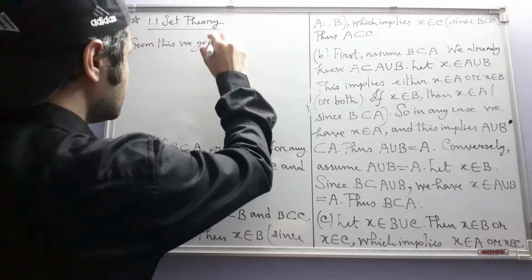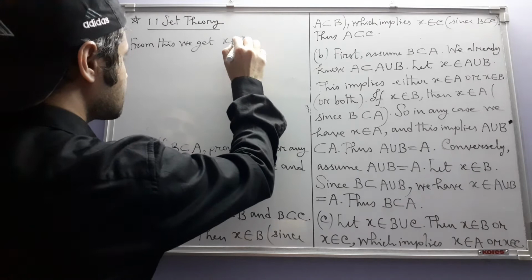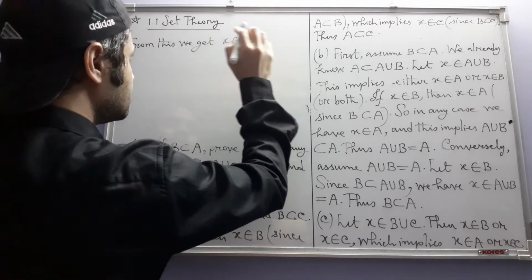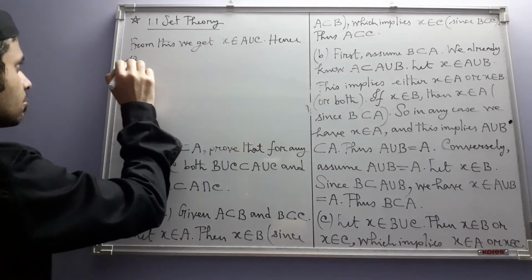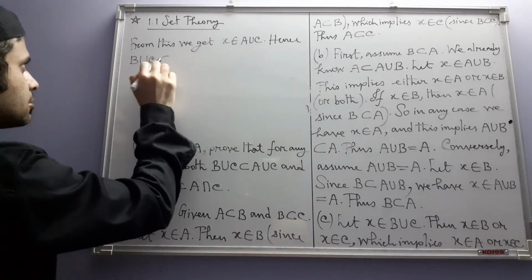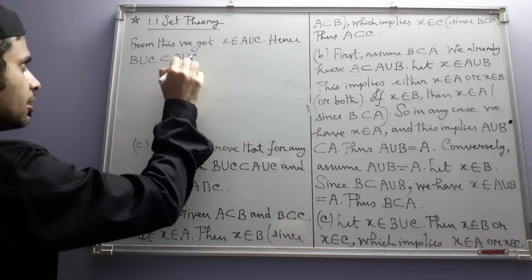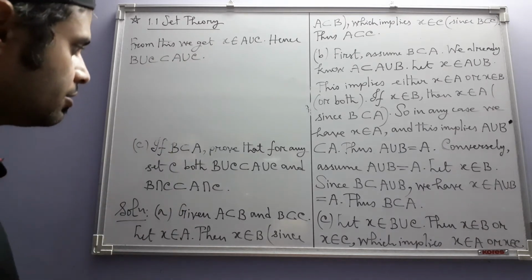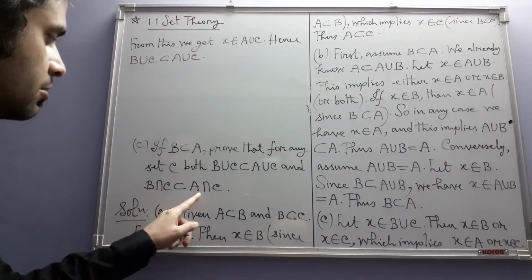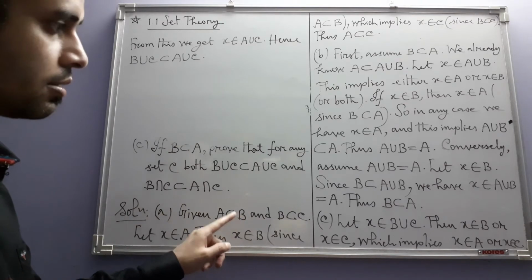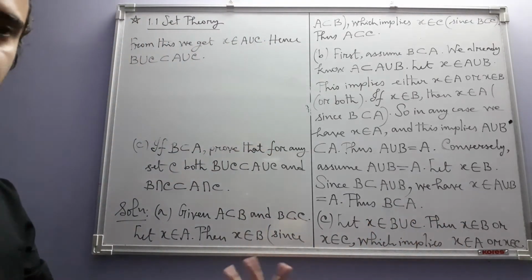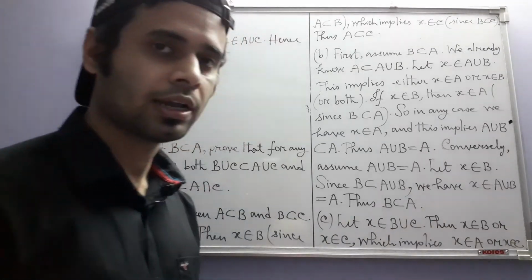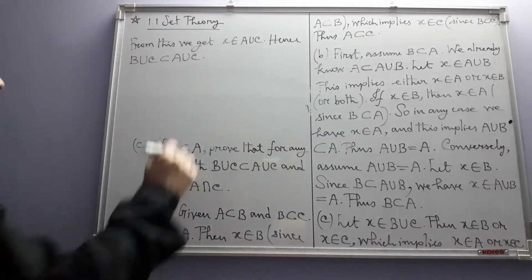From this we get X belongs to A union C. Hence, B union C is a subset of A union C. Similarly, you can prove that B intersection C is a subset of A intersection C. In place of union, you just write intersection. In place of OR, you will have AND. That's it.